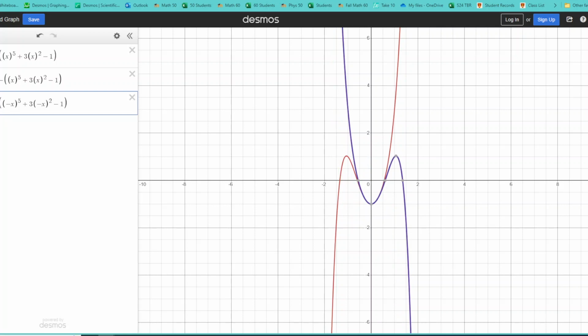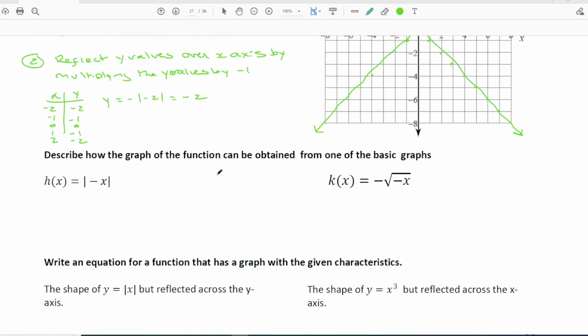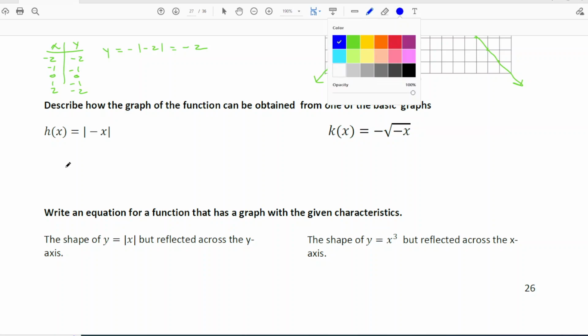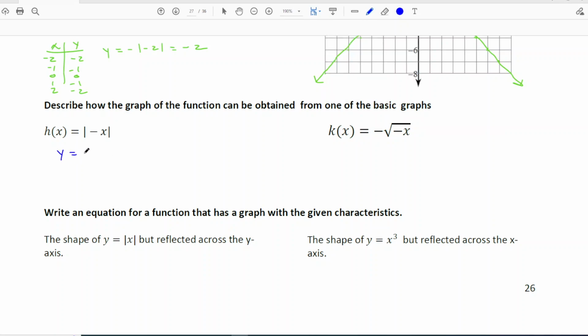So this one, we're looking at the red graph as our base graph, and then this purple graph reflected the x values because the negative was with the x, and it went over the y-axis. So now, as always, we do a description and then we write the equation. So for this one, what are we starting with? Well, again, we're going to start with y equals the absolute value of x. Now I've gotten lazy. Instead of writing "start with," I'm just saying number one.